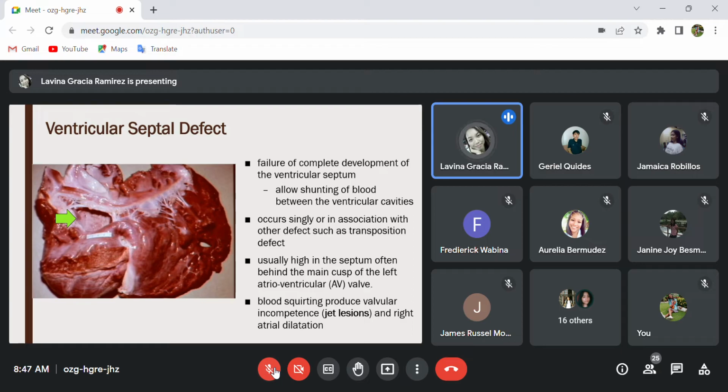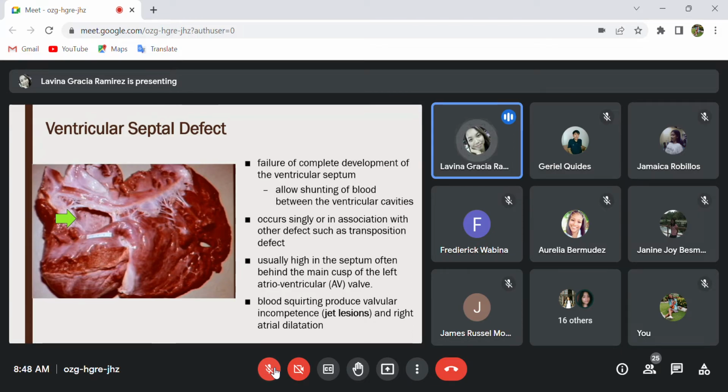So mamaya, so later yung transposition defect natin. So usually high in the septum, often behind the cusp of the left atrioventricular valve. So in short, about the endocardial cusp, okay, as a remnant of the development of the valve, okay, during our discussions previously. Now, what happened here? There is blood squirting, producing valvular incompetence, that's the jet lesions, and right atrial dilatation.